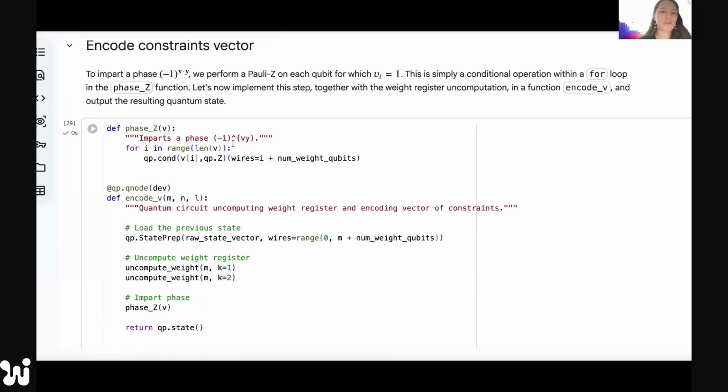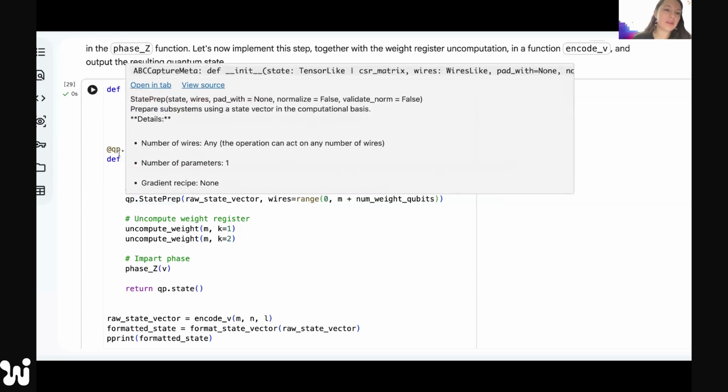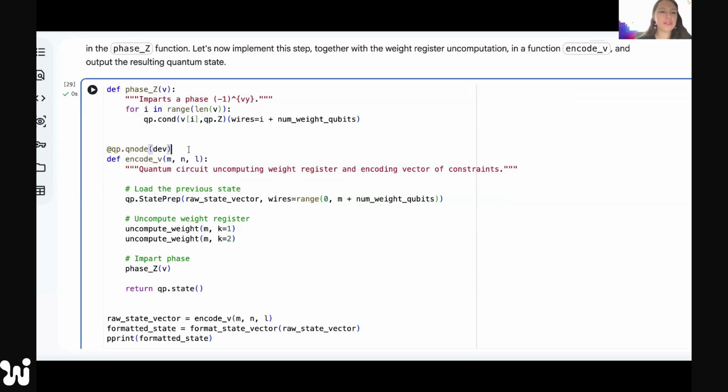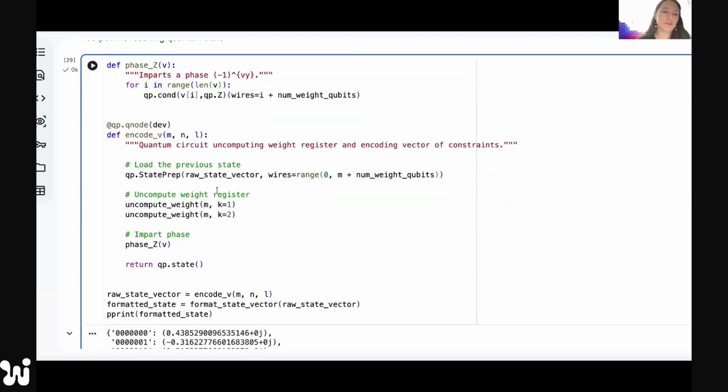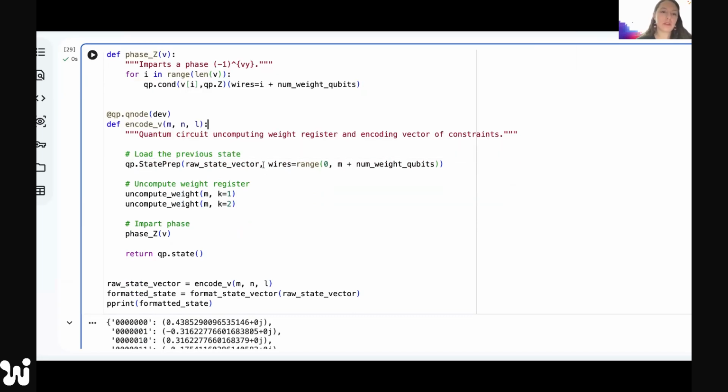Now we're going with encoding. I mentioned we use this -1 to the power of Vy, which helps us encode the information as a phase. So I can use state prep again. I can use another QNode with the same device, and I can encode the information in the constraints. Here I use state preparation again, and I can encode the information from V. So I have this phase function that is going to encode the V information, and I'm going to add it as part of the encoding part of my program.